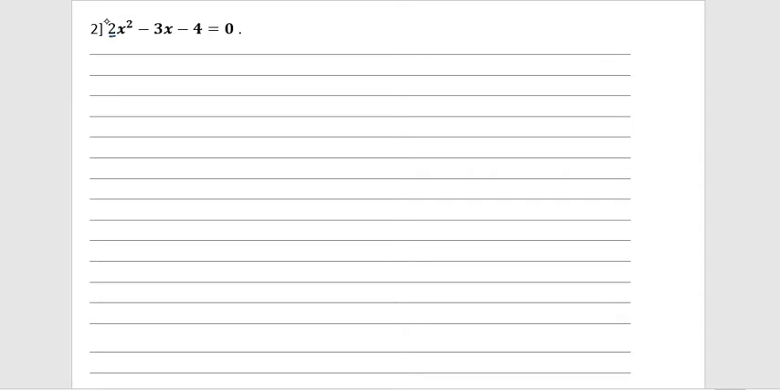We have two methods. Either divide all parts by this coefficient, it will be x^2 - (3/2)x - 2 = 0. Here dividing by 2 will cancel 2 and 2, negative 3 over 2, negative 4 over 2 equals negative 2. This is one method, but it's better to take it as highest common factor, like this.